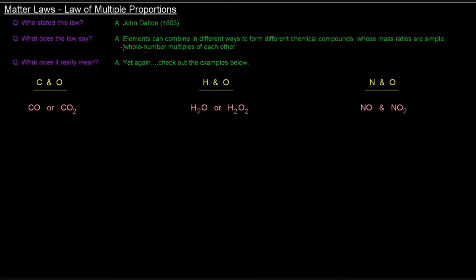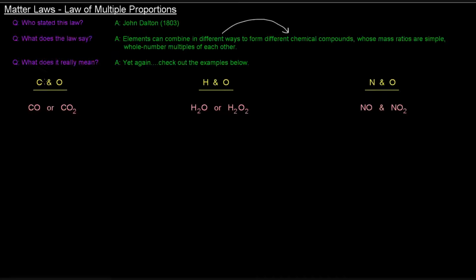Again, we're going to check out the examples, but there are some key parts I want you to keep in mind. The first part is that elements can combine in different ways to form different compounds. Different ways, different chemical compounds. So let's look at that first. We'll get to the whole mass ratios part later.